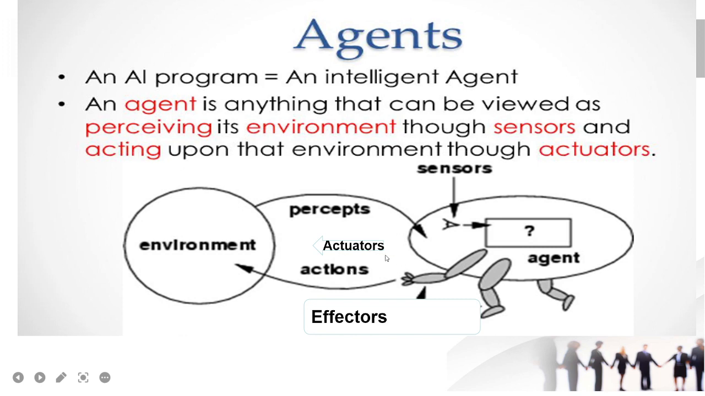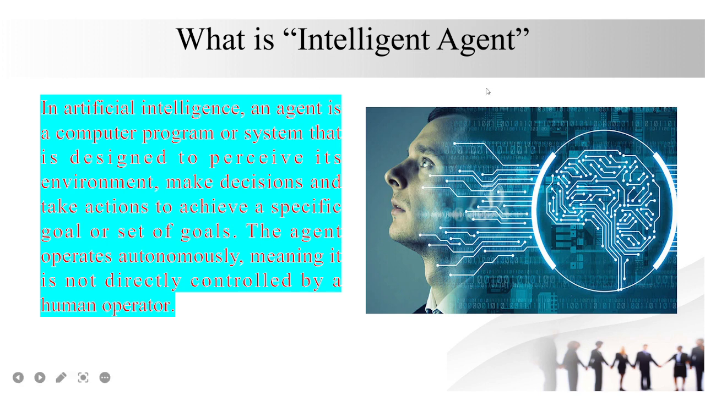After that, these actuators work. That means with the help of the legs you have run back so that you could take the umbrella, right? But who is actually taking the action? These actuators, right? So this is how intelligent agents work, right? After that, you could say what an intelligent agent is. So in artificial intelligence, an agent is a computer program or a system that is designed to perceive its environment, to make decisions, to take action, and to achieve a specific goal or to set the goal.